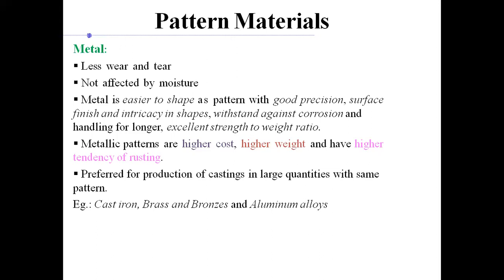So it is preferred for production of castings in large quantities with the same pattern. Okay, so larger quantities with the same pattern. We are using the same pattern in larger quantities, right? So that's when it is preferred. With one pattern, you're going for a lot of castings. The examples that we can use for metallic patterns are cast iron, brass and bronze, and aluminum alloys.